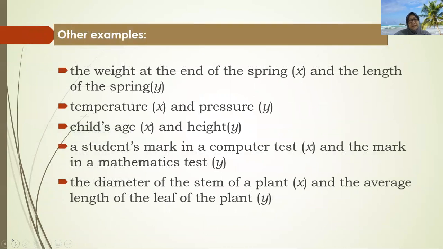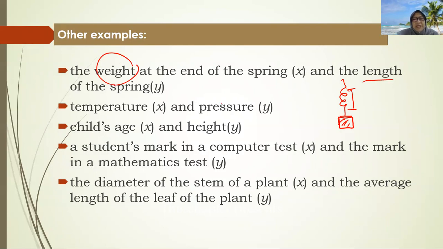Okay, other examples of regression. For example, the weight at the end of a spring and the length of the spring. Maybe this is what you did during your school days, where you have a spring and you put weight at the end of it. You put different weights and you want to see how much the spring extends. So you want to see the weight and the length of the spring.